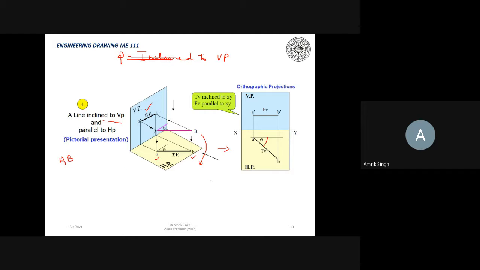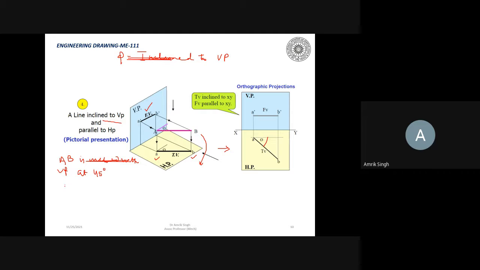in this we don't give the length. AB is inclined with VP at 45 degree. Okay? So one thing is given, AB is inclined at 45.